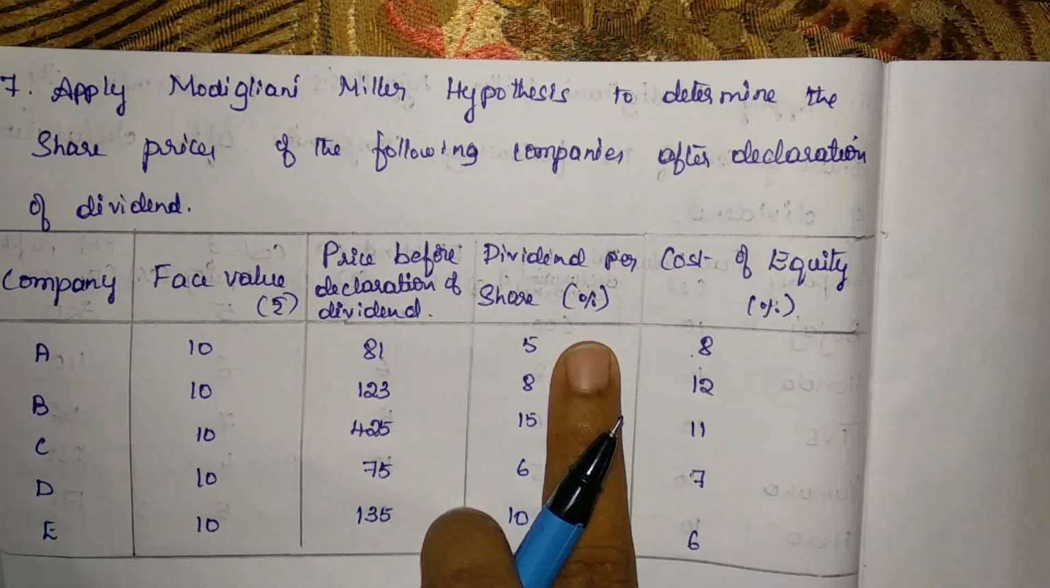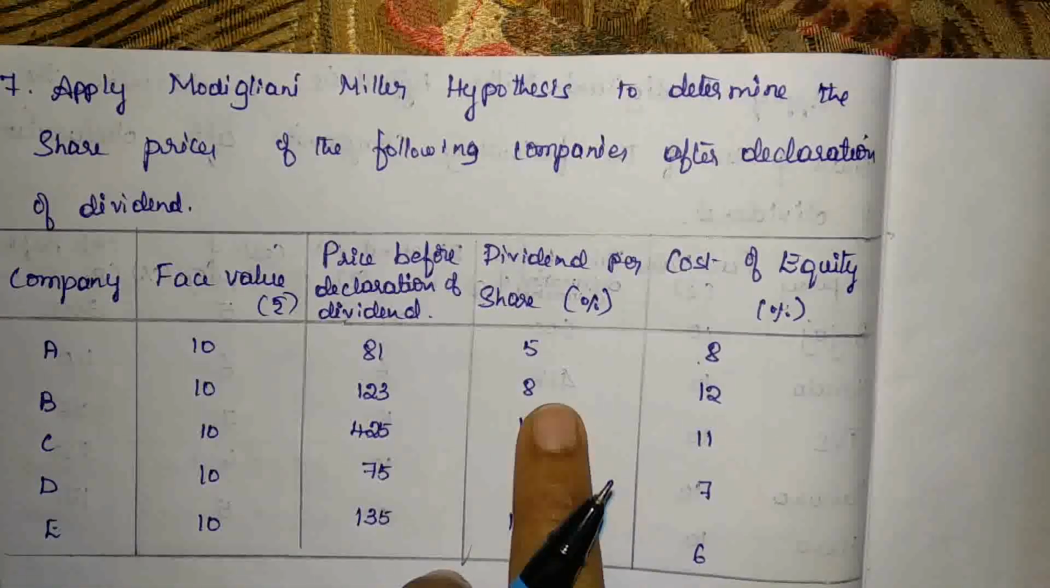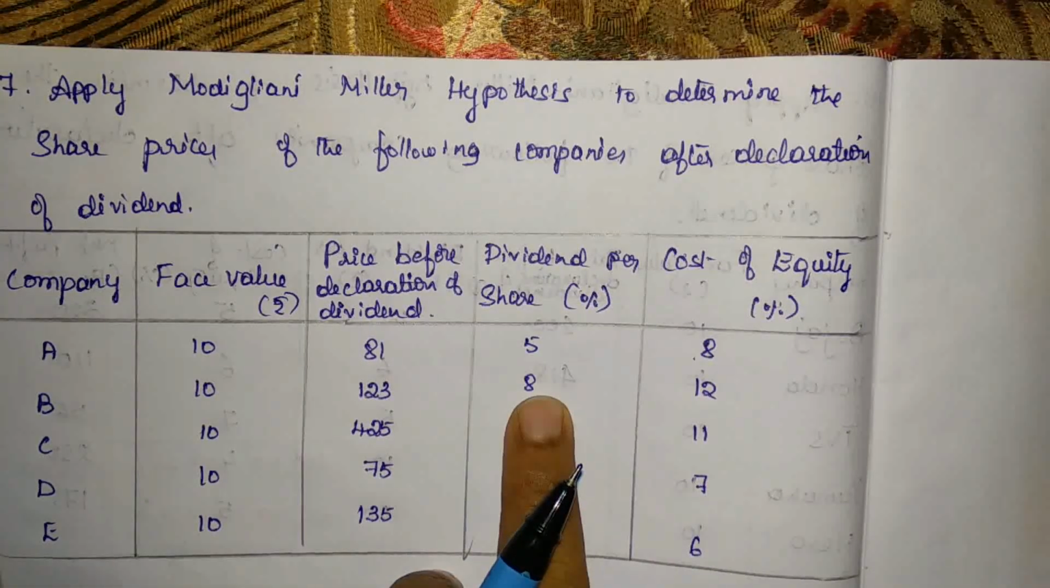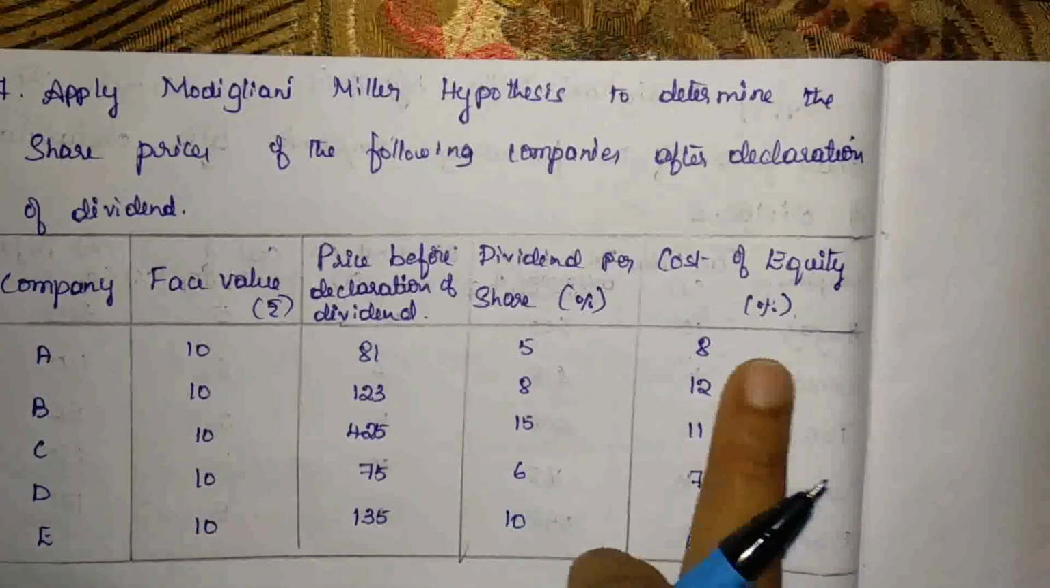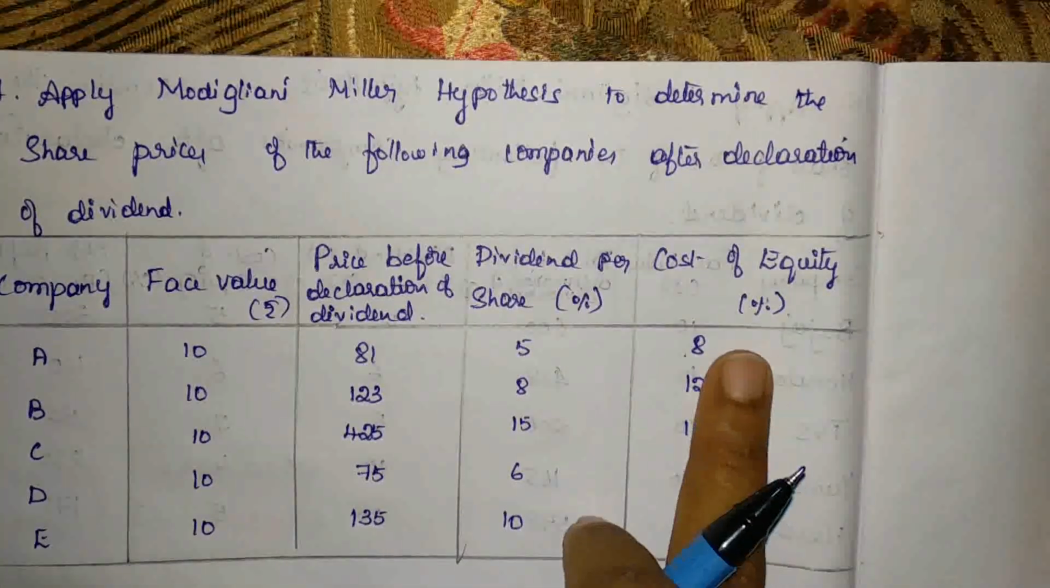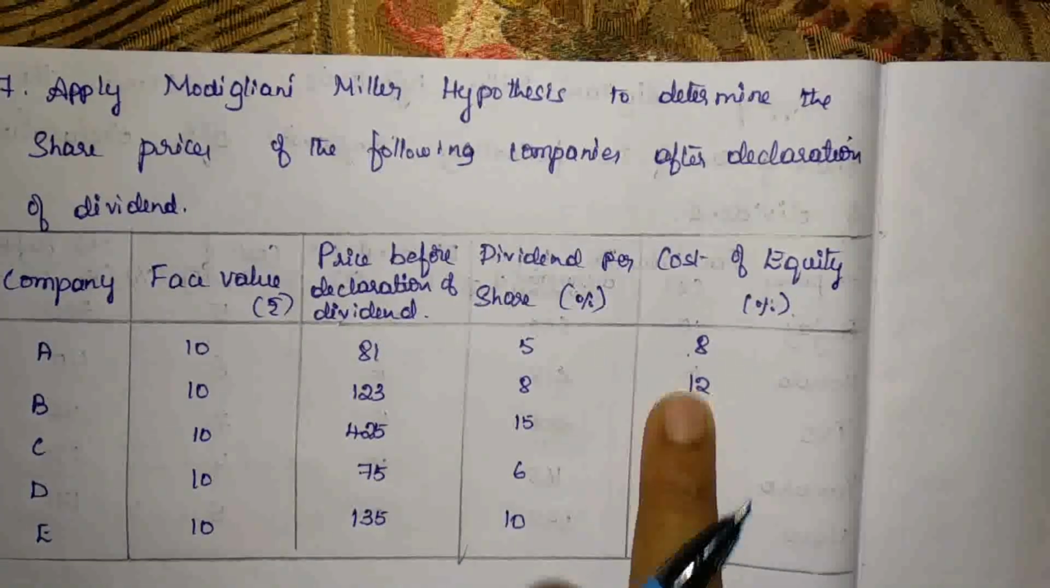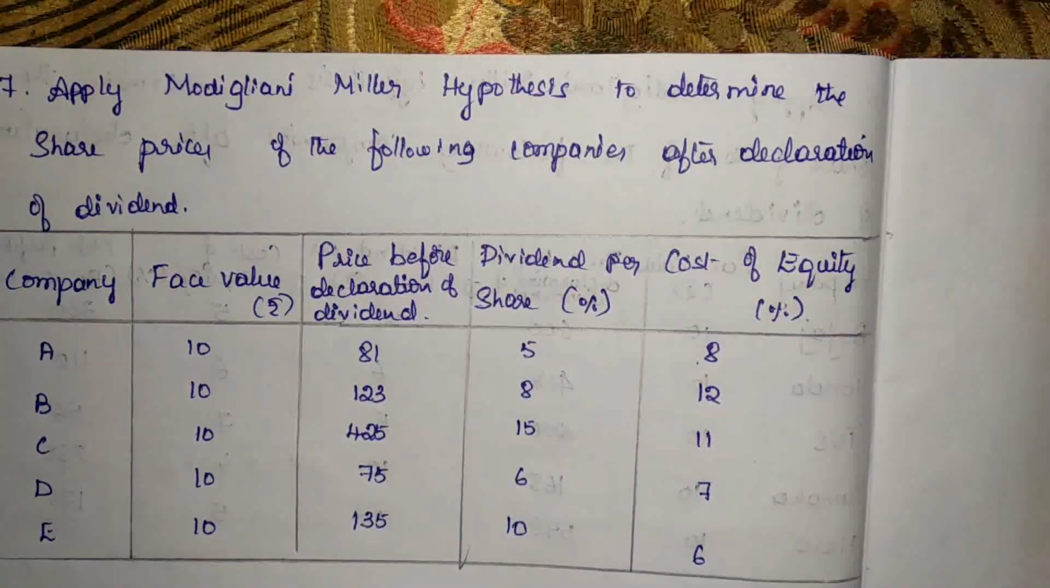In order to calculate dividend per share in rupees, what is the formula? That is face value into dividend percentage, or percentage of dividend. So we'll get dividend per share. Then cost of equity, KE, is given in percentage for the 5 companies. Let us move on to the solution.